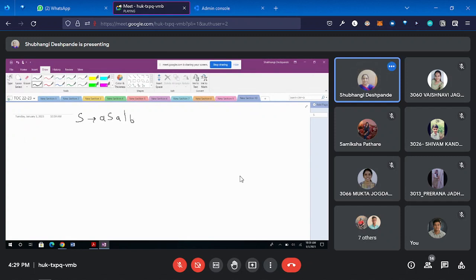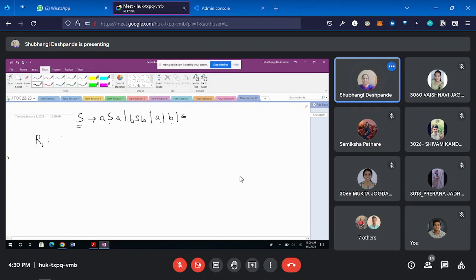ASA, BSB, A, B, epsilon. Right? Now here first of all we'll have this as it is for the S only. So it will be replacing S by ASA, S by BSB, S by A, S by B, and epsilon. So first I am just showing you the conversion first, right?